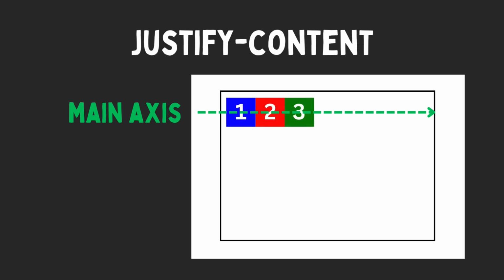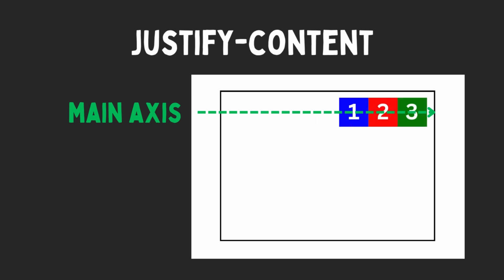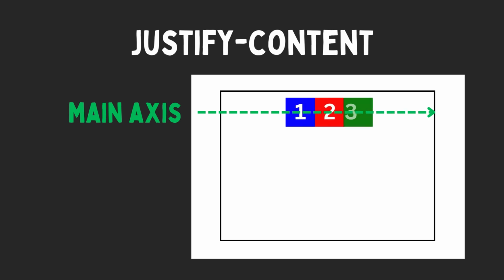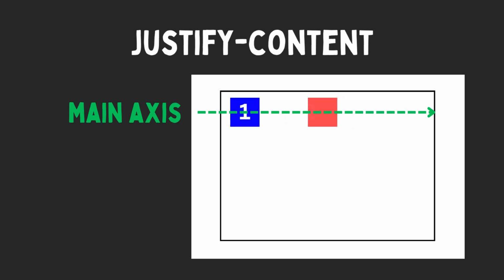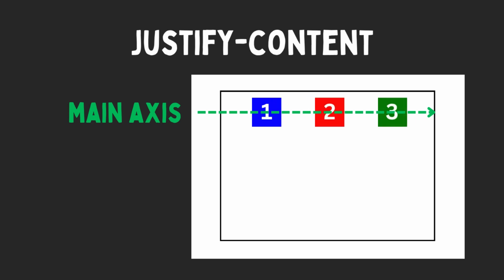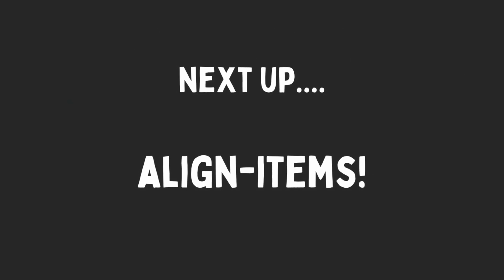Justify content makes it super easy to control the spacing of your items, whether you're centering a navigation bar or distributing cards evenly across a page. Try out these different values to see how they affect your layout. Next up, align items.